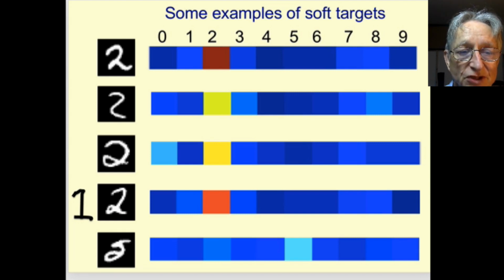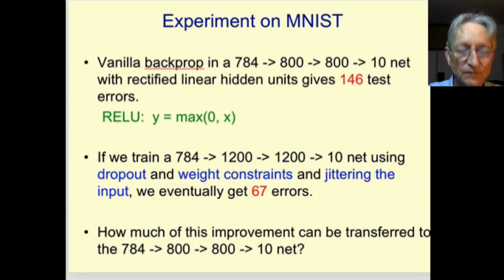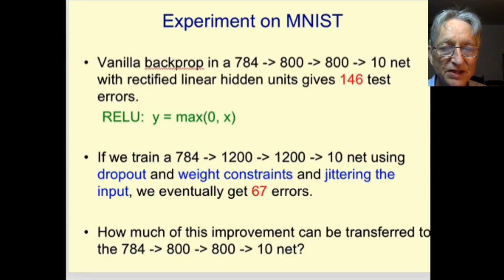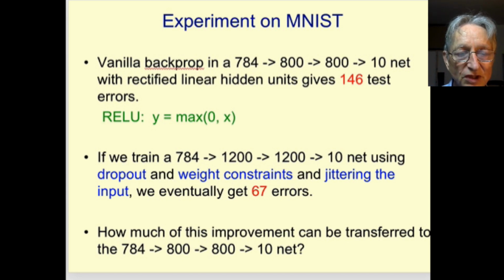And in fact, I can tell you it's a 2 that looks a bit like a 0 and doesn't look at all like a 5. That's the thing that's least like it. And that's what those softened outputs are telling you. And it turns out that neural nets will learn much faster if you give them this much richer output to learn. So here's a little experiment on MNIST, just to show distillation works.